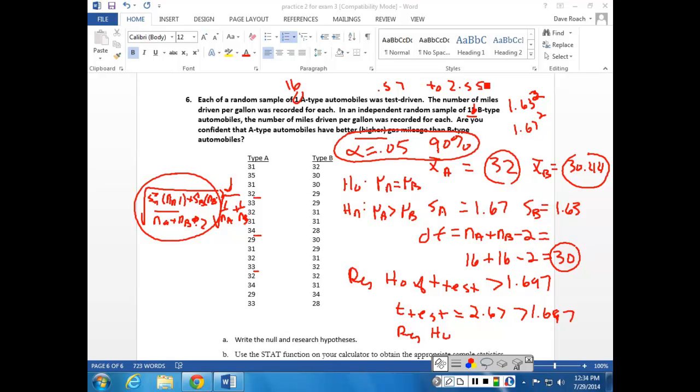Confidence interval. Well, I just did that. Now let's go and look at those variances. I really don't need to check, but I'm going to. 1.63 squared and 1.67 squared. 2.66. 2.79. Of course, neither of those is twice the other. So we were correct in pooling.